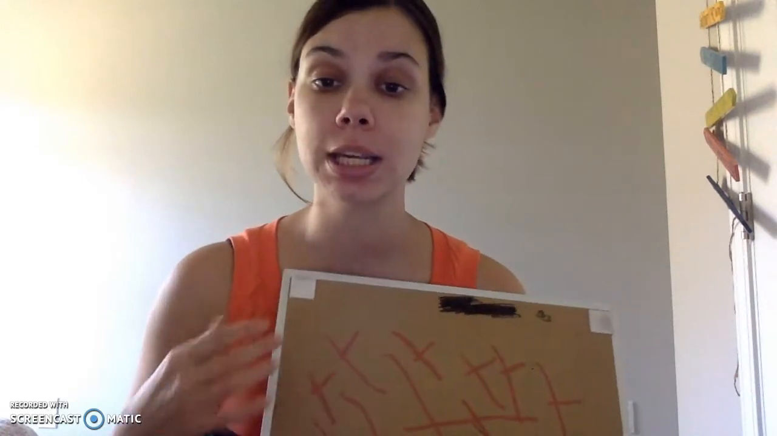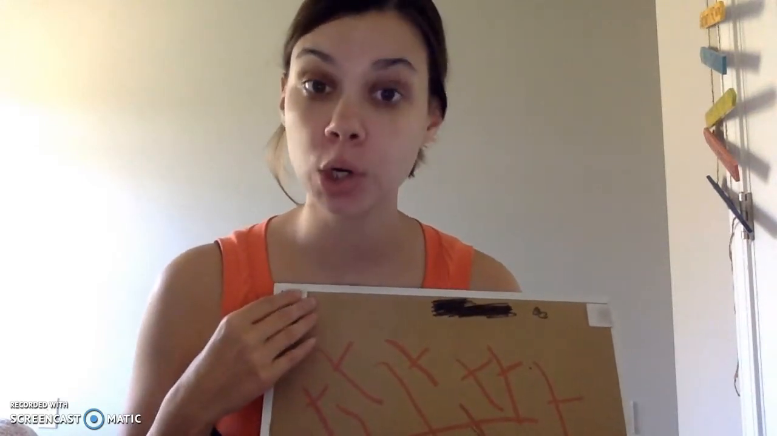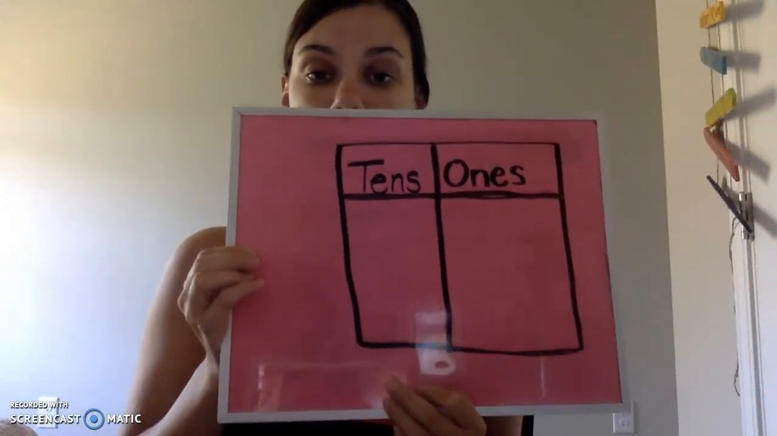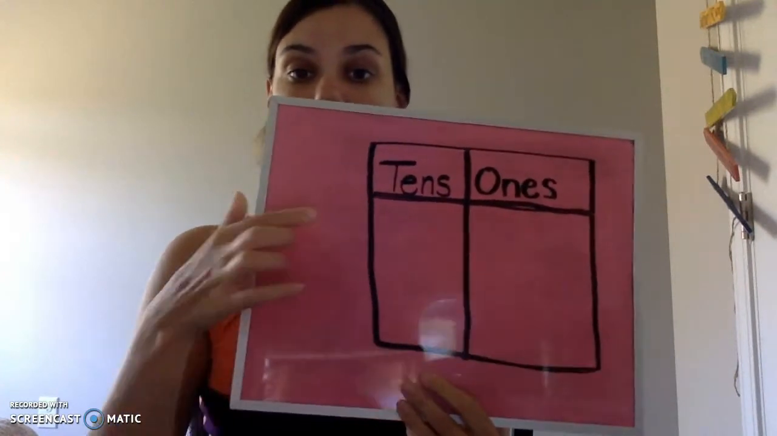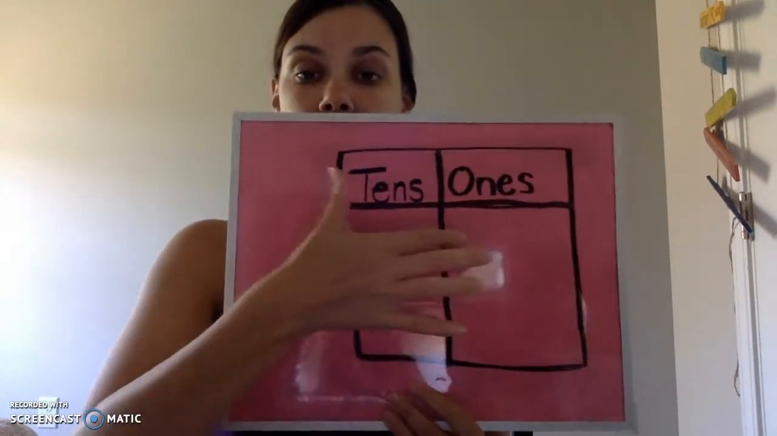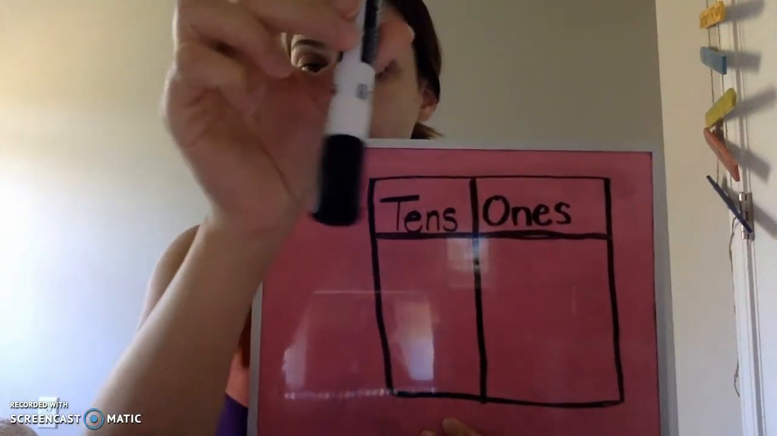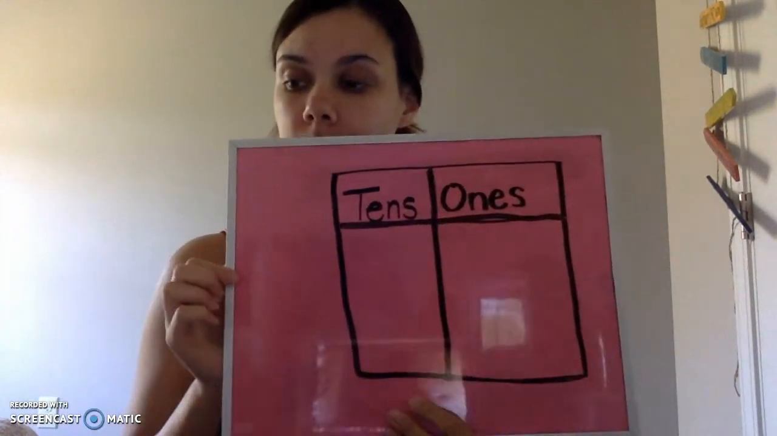What you will need is a piece of paper or a whiteboard, and you need to make a place value chart like this that says tens and ones. You'll either need a marker or a pen.